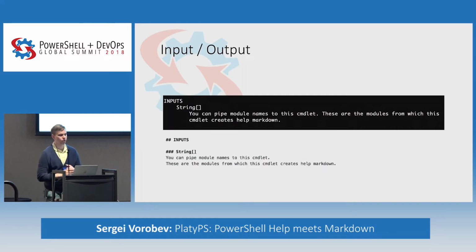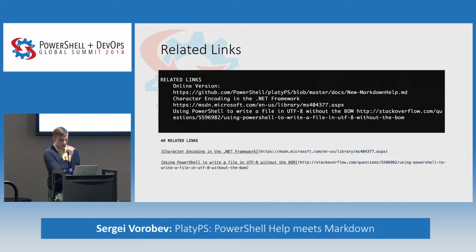The next field is input-output. Again, very self-explanatory. You can have multiple of them. You can have multiple level 3 headers. And the last one is related links. The related links is usually at the bottom of your help. And you can see that just normal Markdown links get translated into kind of key-value pairs in PowerShell. And the PowerShell version has one additional link at the top, online version.